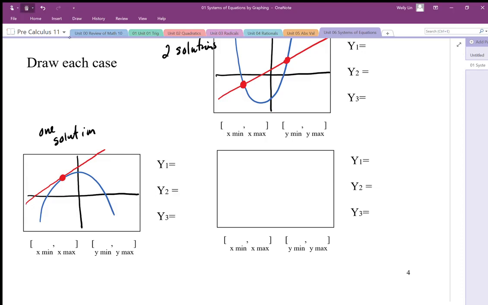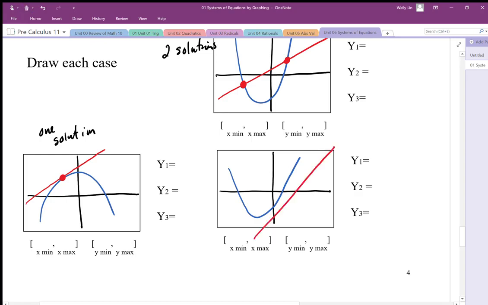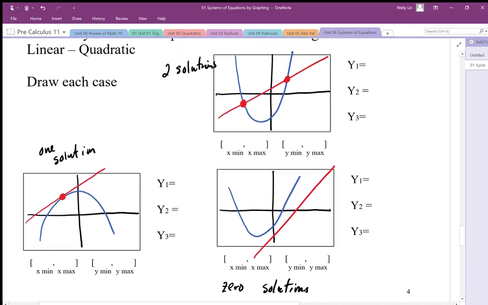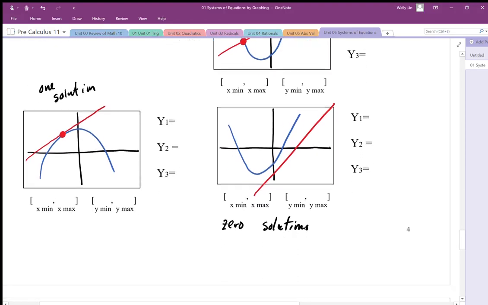And what about 0 solutions? A linear quadratic very easily can have 0 solutions, because when we have a quadratic and a straight line, it is possible that the line does not cross the quadratic function. So we do have a situation with 0 solutions. These are the 3 cases for a linear quadratic.